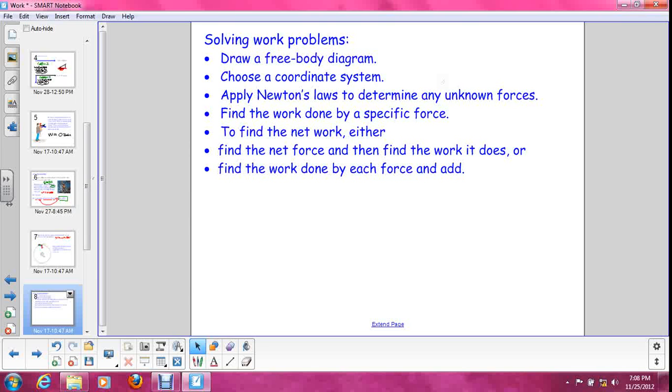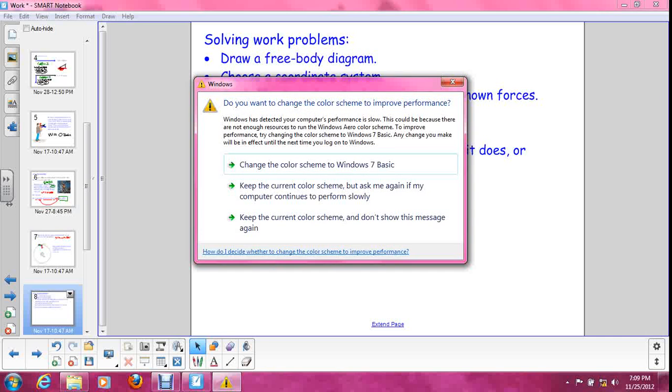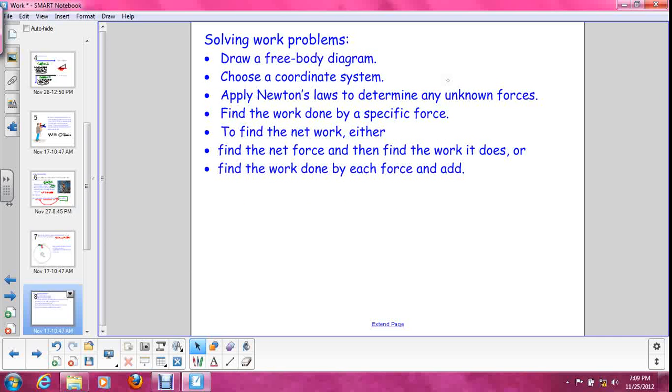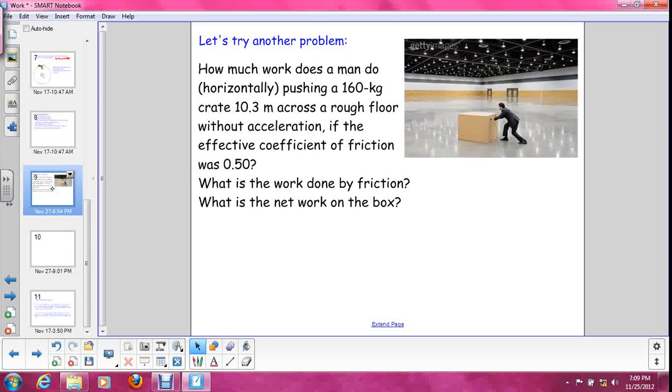The third step is to apply Newton's laws to determine any unknown forces. And you're especially going to focus on Newton's second law here, F equals ma, to find the magnitude of some of these forces. Then you can find the work done by a specific force. Then to find the net work, you either find the net force and the work that it does, or find the work done by each force and add them together. Remember, you can have positive forces and negative forces, so some of them might cancel. So keeping all of these steps in mind, let's try a sample problem.